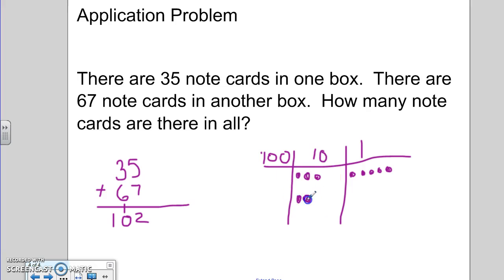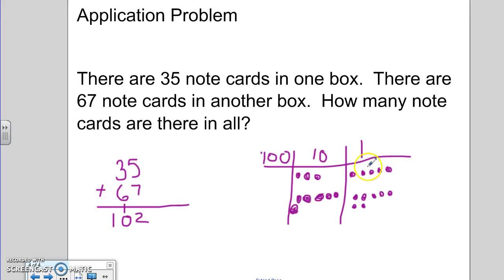Now I need to show 67. 10, 20, 30, 40, 50, 60, 61, 62, 63, 64, 65, 66, 67. Notice I did everything in groups of 5.